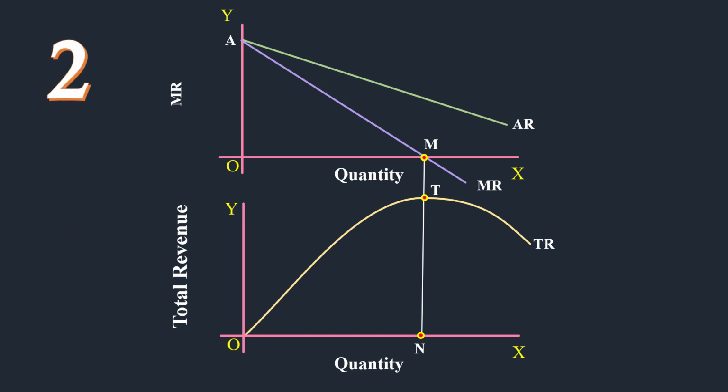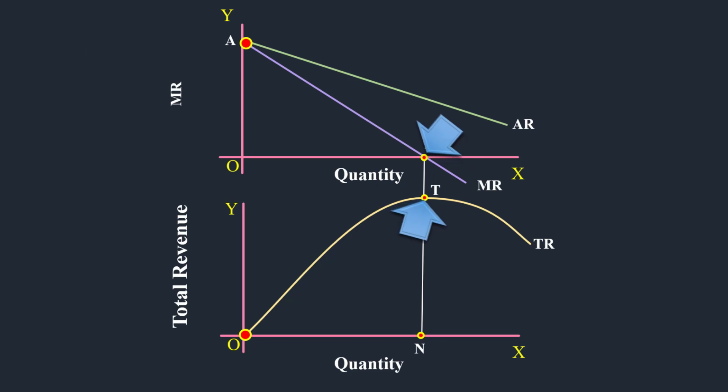2. When marginal revenue is positive and falling, total revenue is increasing at a decreasing rate. In the segment AM, marginal revenue is positive and falling. Corresponding to this segment OT, total revenue is increasing at a decreasing rate. 3. When marginal revenue is 0, total revenue is maximum. Exactly at M, marginal revenue is 0. Corresponding to this at point T, total revenue is maximum.